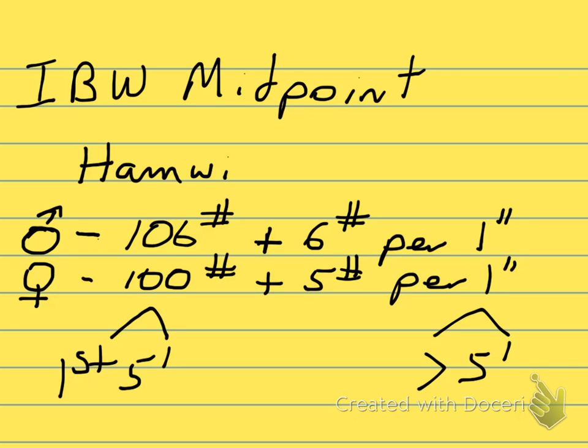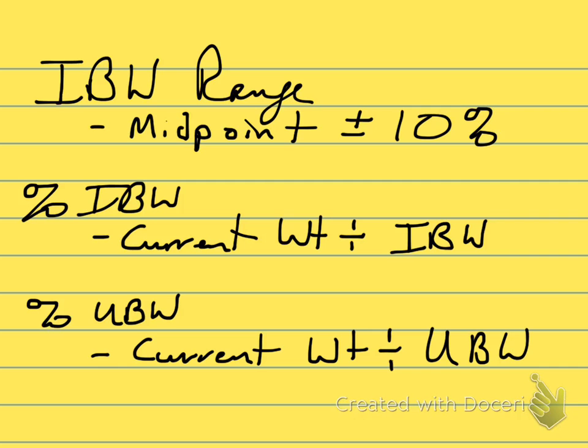For females, for the first 5 feet, they get 100 pounds, and then for each additional inch over 5 feet, they get an additional 5 pounds. So those are the formulas, and that's how we'll calculate the ideal body weight midpoint. We will do an example here in a little bit. But before we do that, let's talk about how to determine the range.